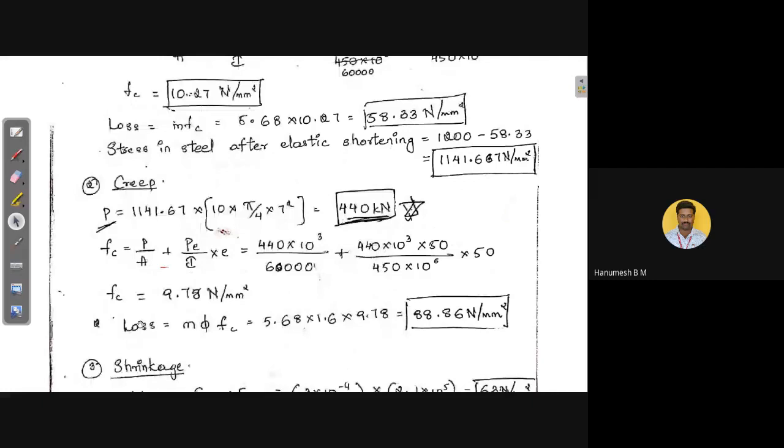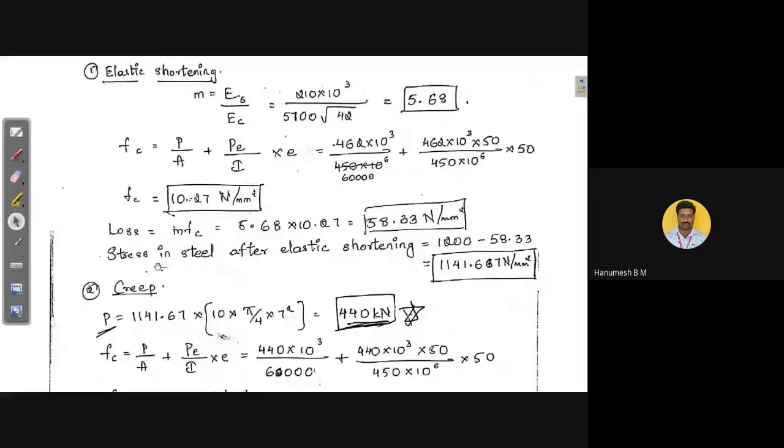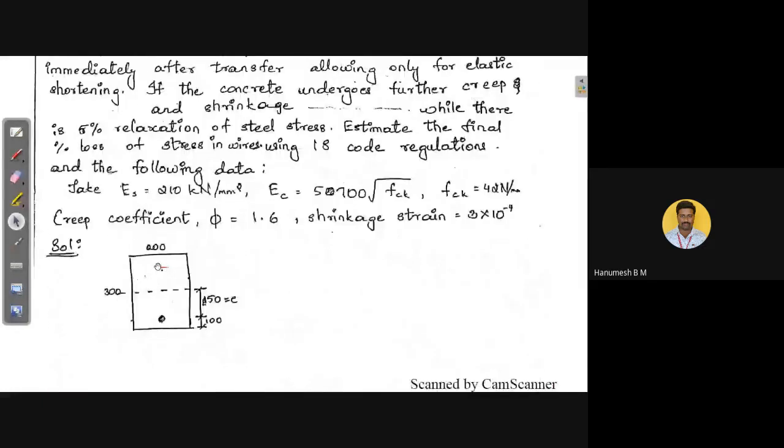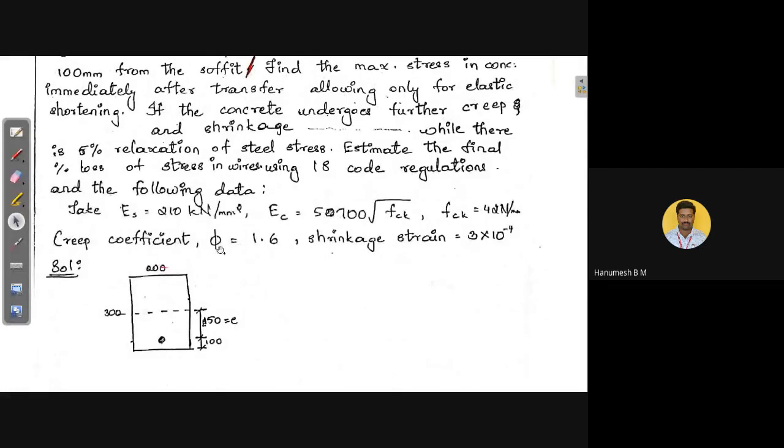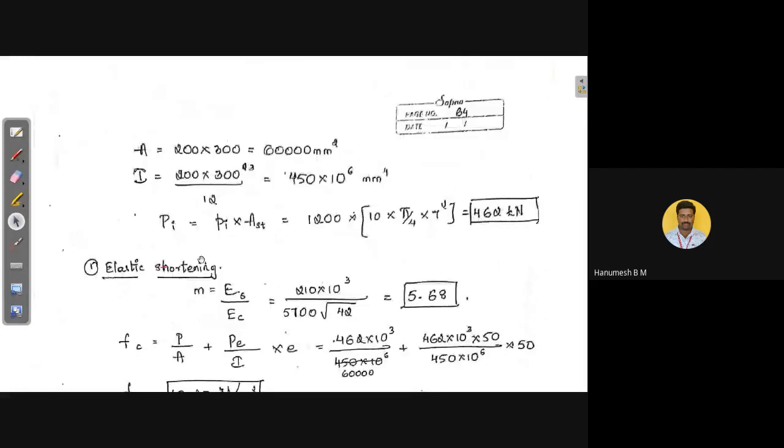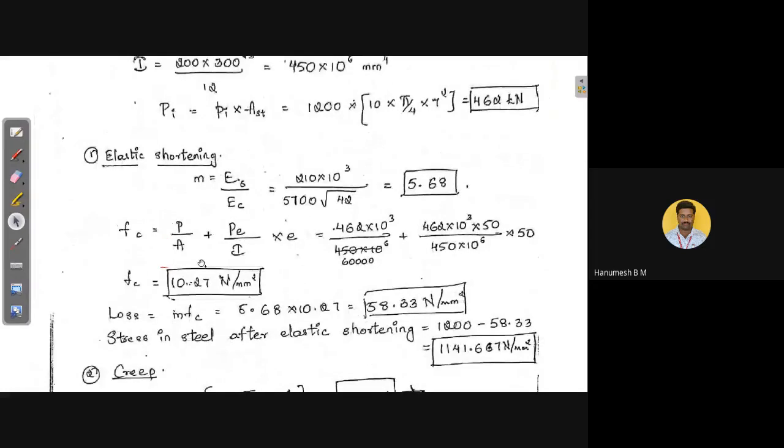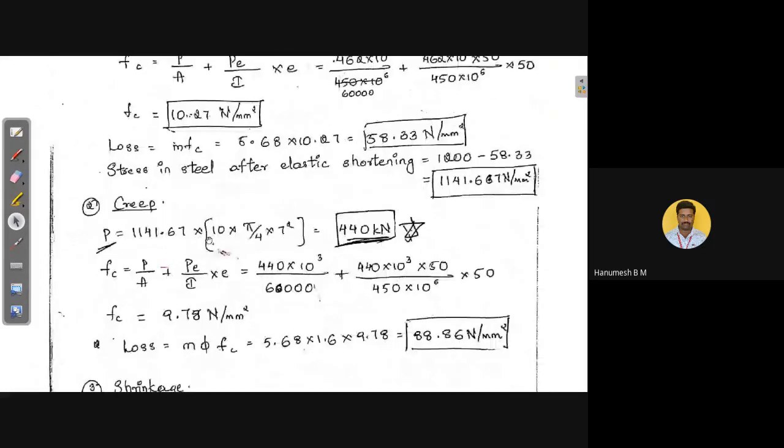ಡಾಟಾದಲ್ಲಿ ಏನು ಕೊಟ್ಟಿದ್ದಾನೆ, whether he has given the ultimate creep or creep coefficient. He has given the creep coefficient. Since he has given the creep coefficient, from the creep coefficient method only we need to find out the losses due to creep in the concrete. That is, loss is equal to m into phi into fc.